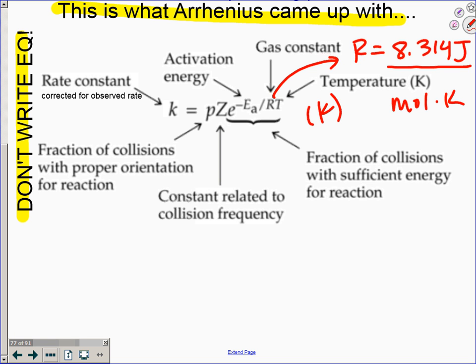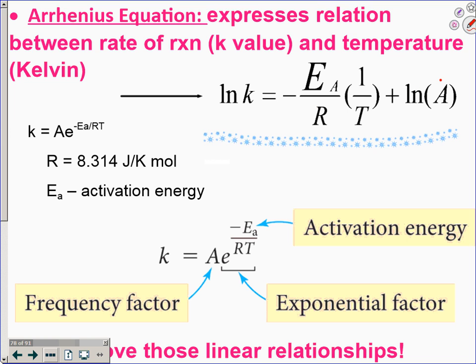And then he tried to create these other variables, which we won't be using, but just to understand, he did try to relate it to the frequency of collision, which then also correlated to the orientation occurring. And then these are the fraction of collisions that occurred with the correct energy, because not all of them will. Okay, so we're not using this one, we're going to use the linearized version of this, which is this.